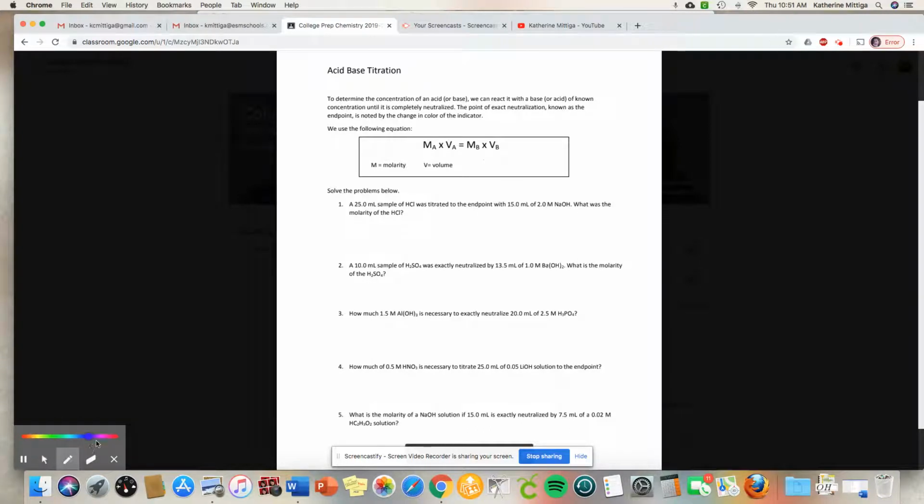Okay, so this is acid-base titrations, the worksheet. This is for the college prep class. If you're in the honors class, your worksheet's a little bit different. Can you please go to that video instead?